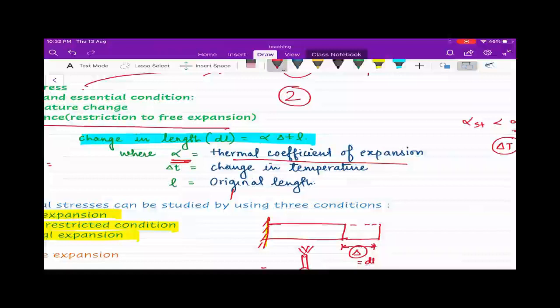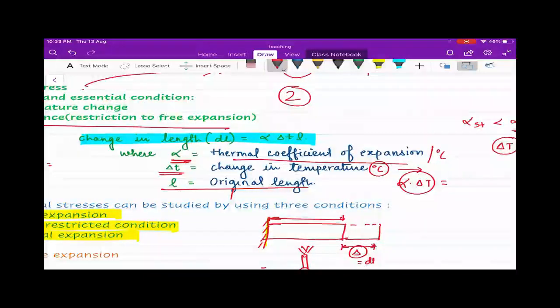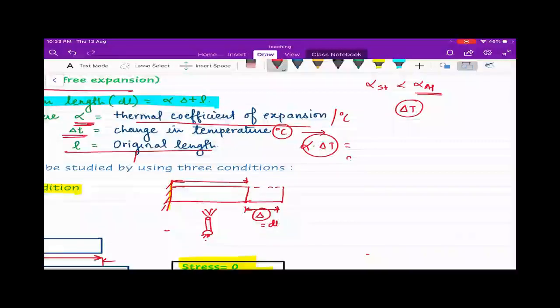Now alpha will always be given whenever we are dealing with thermal stresses. The unit of alpha is per degree centigrade. Delta T will be in degree centigrade, and it is nothing but the change in temperature. L will be the original length of the rod or bar which we are taking into account. If I multiply alpha, the thermal coefficient of expansion, with the change in temperature, I will get a dimensionless quantity. And strain is also a dimensionless quantity.